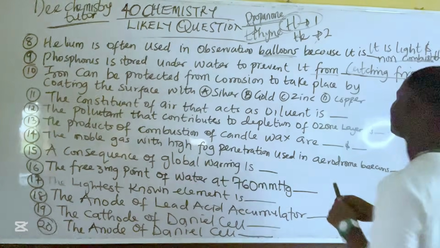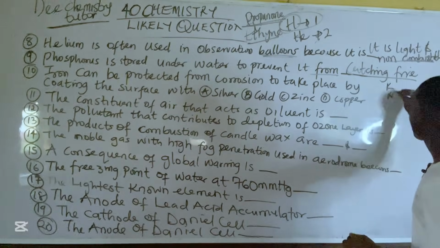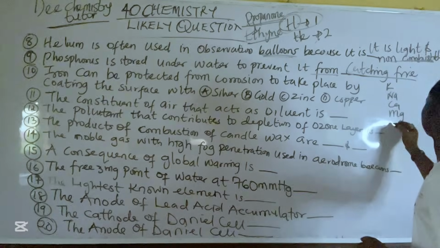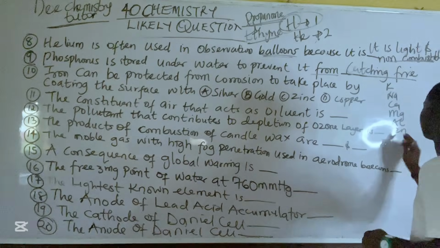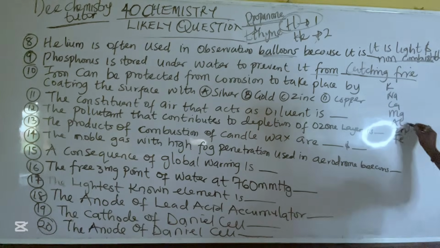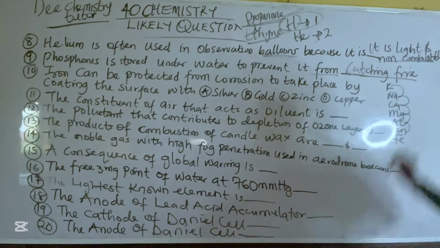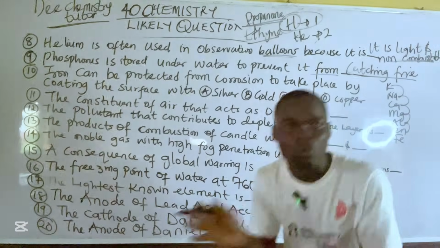If I want to let you know, you should know that potassium, sodium, calcium, Mg, Al, and then this is where iron is. So, can you see, the only things that are above iron are zinc, aluminium, magnesium, calcium, sodium, and potassium. So, these things can be used to coat iron to prevent it from corroding.